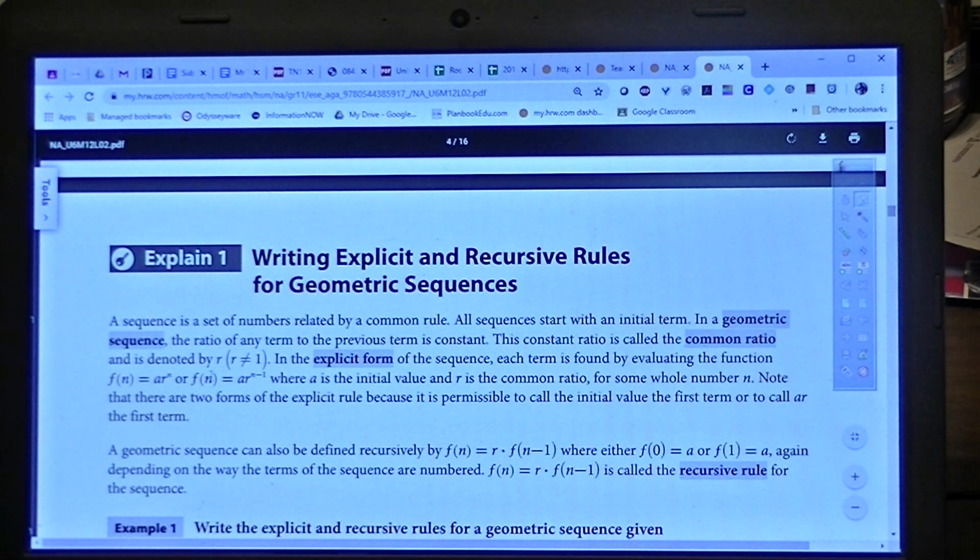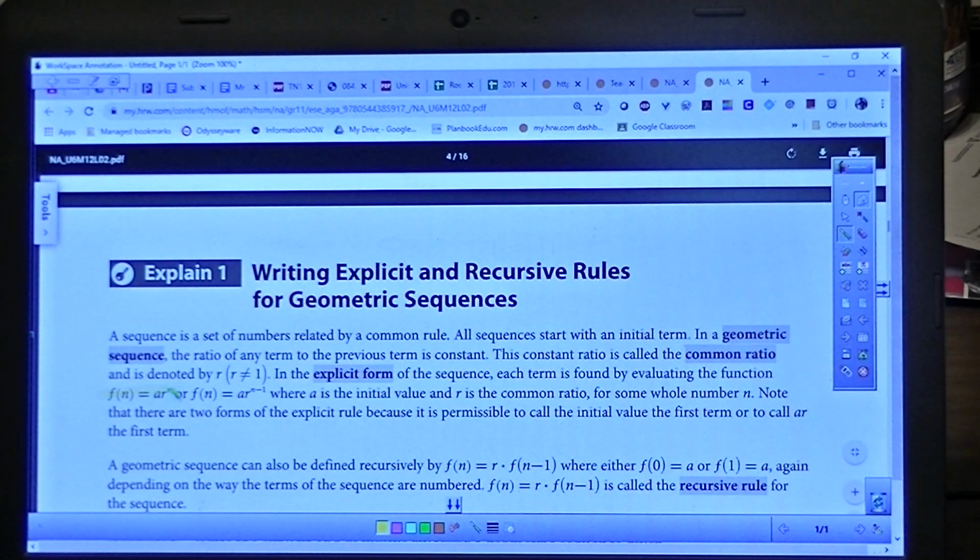Here is what they have for the explicit rule, and they use f of n instead of a sub n. Remember that. It just means where they start, and then the ratio, which is what we talked about before, that r, and then n minus 1. Well, what if they start at 0? Well, that's when you just drop the 1 right there. So it's going to be one of these two: that one if you start at 0, and this one when you start at 1. Those are the two guys here.